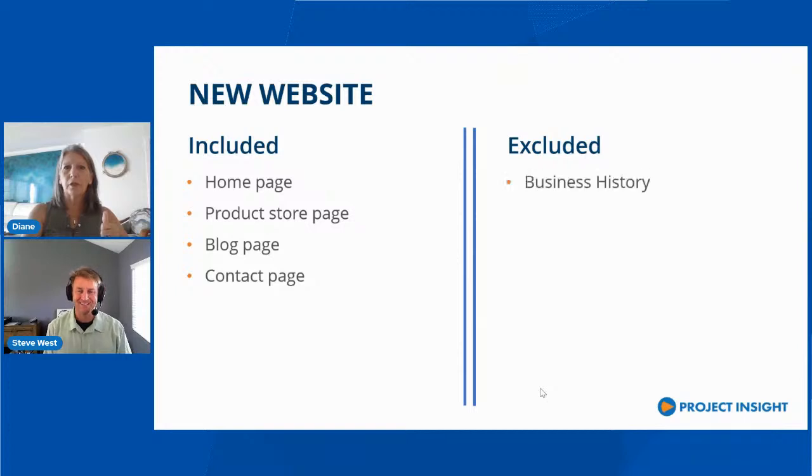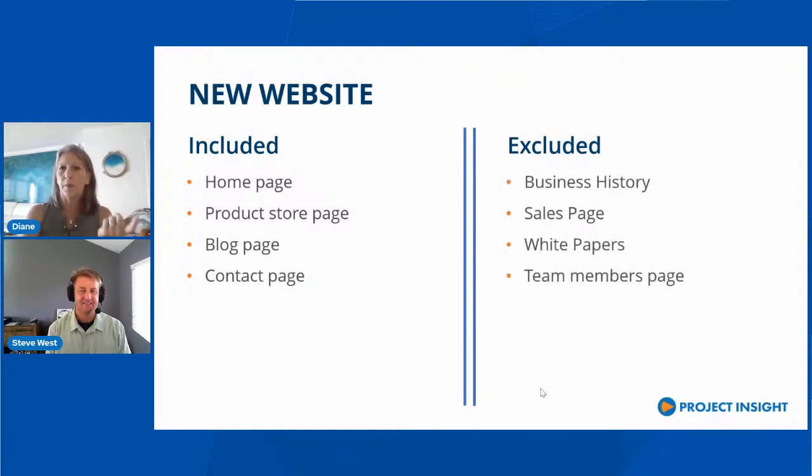Nobody asks the question, where should we put business history? Where should we do a sales page? What about white papers? What about team member pages? What about careers pages? All of a sudden, those 4 pages turned into another 5. Because, well, the sales page, of course, on the product store page, we have to put a sales page, or, on the contact page, of course, I want to put a careers page there. And it's so easy to digress if you don't spell it out from the beginning.